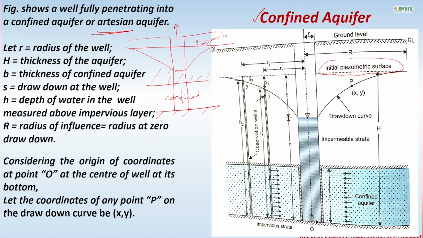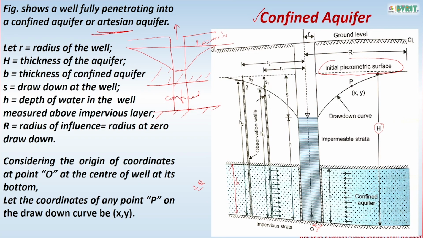Let R be the radius of the well. Actually this is the radius of the well. Then naturally H is the thickness of the aquifer. H is the thickness of the aquifer, meaning from the bottom of the impervious layer to the piezometric surface, that is what we call H, right? Next, B is the thickness of the confined aquifer. This part is what we call the thickness of the confined aquifer.